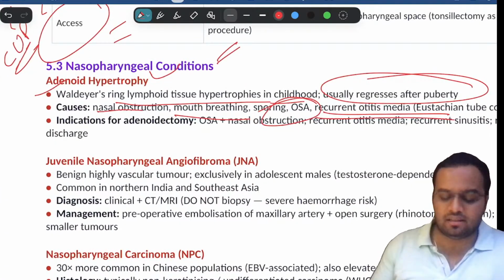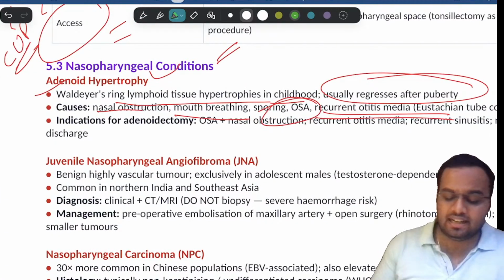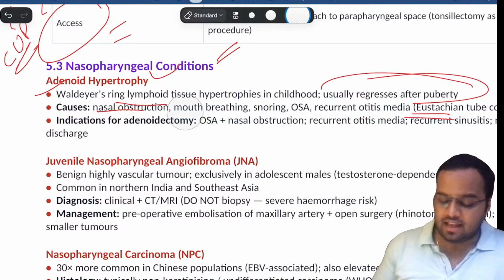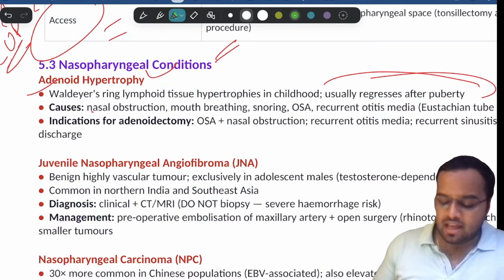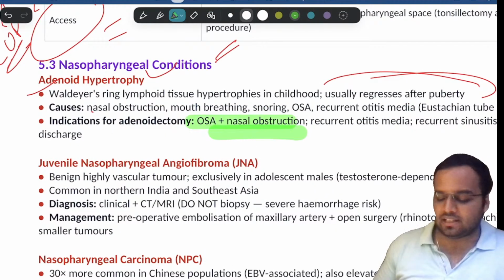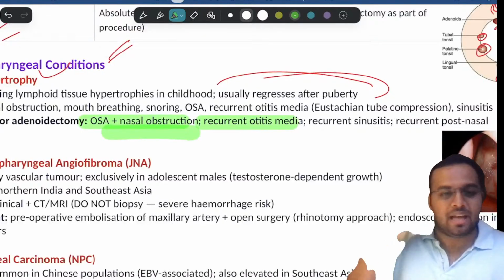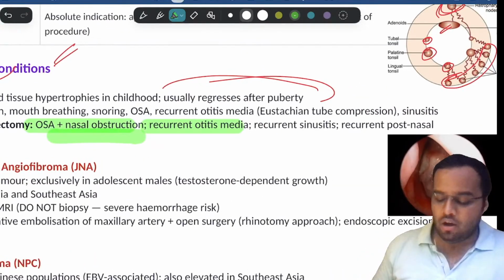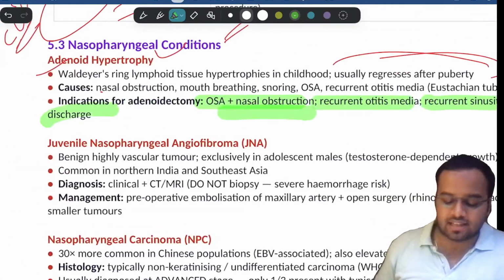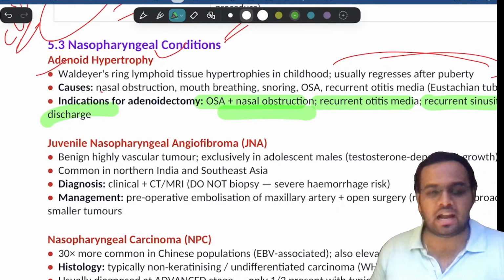So what is an indication for doing the surgery? So the indication for doing surgery is going to be nasal obstruction or obstructive sleep apnea, recurrent otitis media because of which the hearing is getting hampered, or recurrent sinusitis or recurrent postnasal discharge. So that is the reason only when you are going to go for an adenoidectomy.